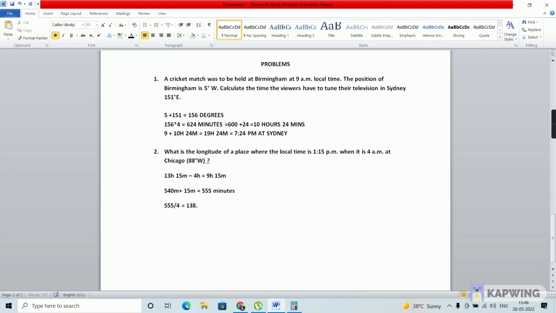So it is 138.75 degrees, which can also be written as 138 degrees and 45 minutes. If you convert this 0.75 degrees into minutes, it is 45 minutes. So these two places are 138 degrees and 45 minutes apart from each other.